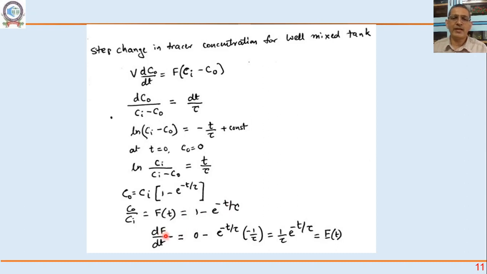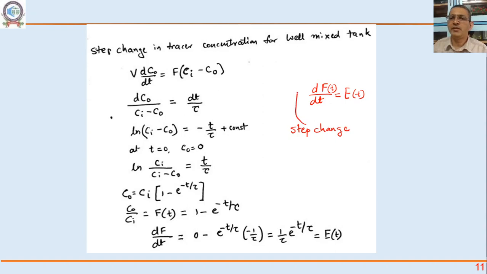If I differentiate this F curve, what do I get? Derivative with respect to time of 1 is 0, minus derivative of e raised to minus t by tau, which is e raised to minus t by tau times minus 1 by tau. So if you simplify this, dF by dt would be 1 by tau e raised to minus t by tau, and that's nothing but our E curve. So our F curve and E curve we can relate to each other. The time derivative of the F curve is nothing but our E curve. So we can get the F curve by step change.